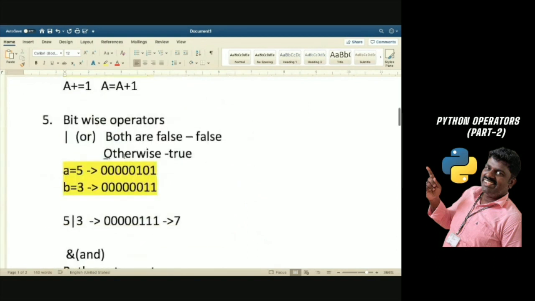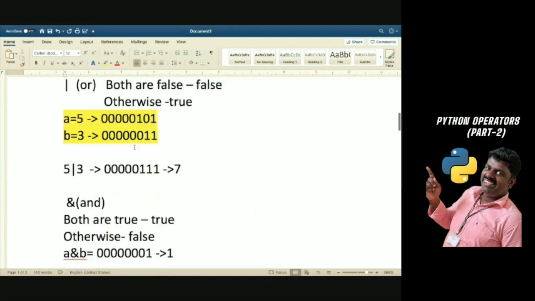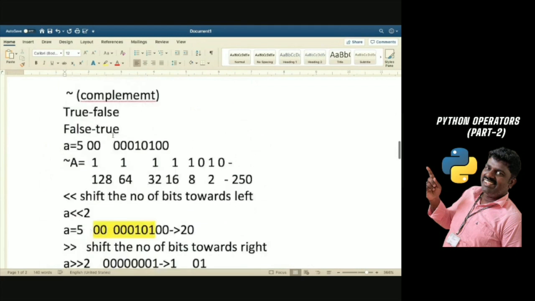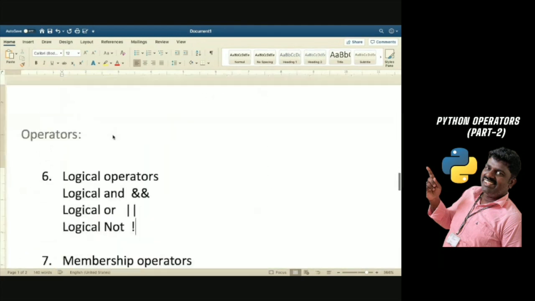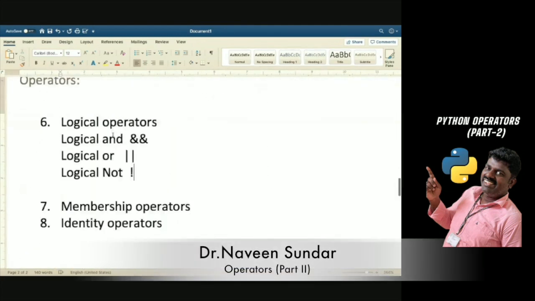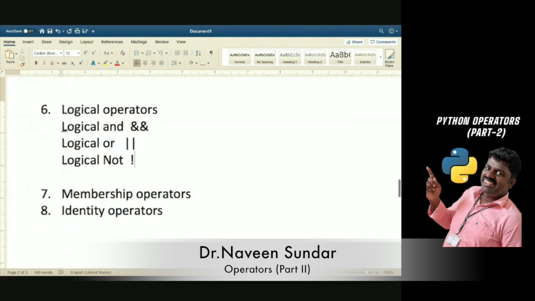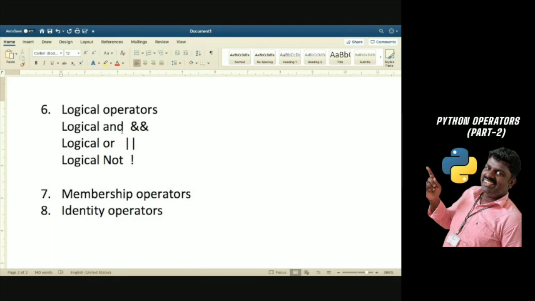Okay, so here we have just seen two variables and we compared, right? And then we have put this and or, and it returns the integer value. But here we are using some comparison. So we are going to compare two simple conditions.